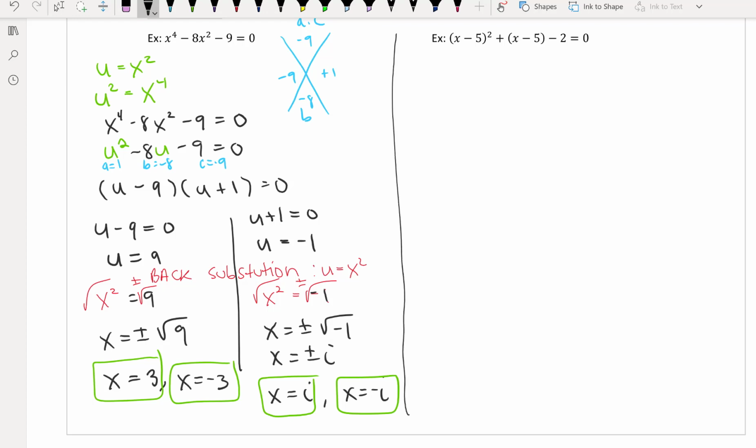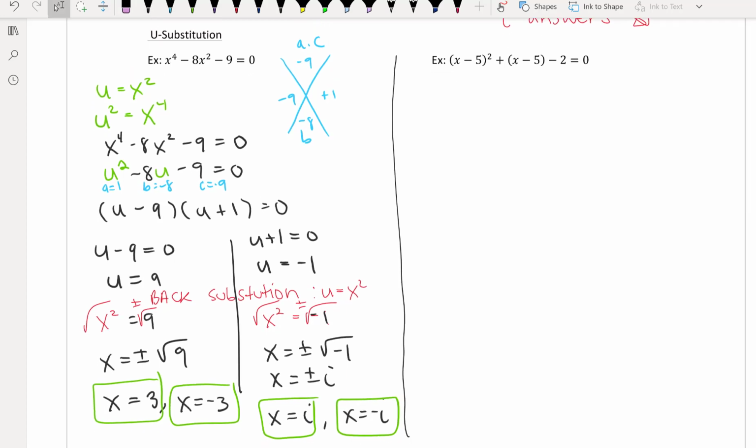Now for my next example, I'm looking at this, and remember the best thing that you can do is think about this middle term. This middle term is going to tell you what the u substitution is going to be. So here I'm going to have that u is equal to x minus 5. Then u squared is going to equal x minus 5 squared. So I have x minus 5 squared plus x minus 5 minus 2 is equal to 0.